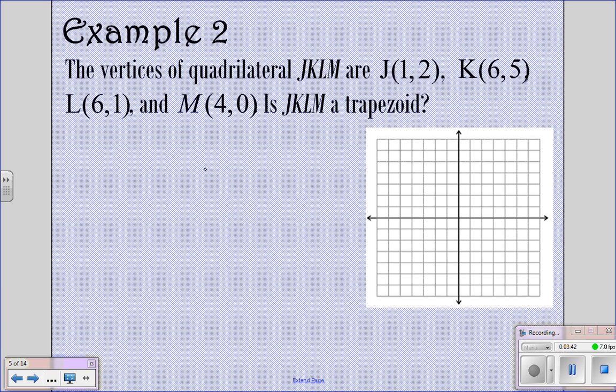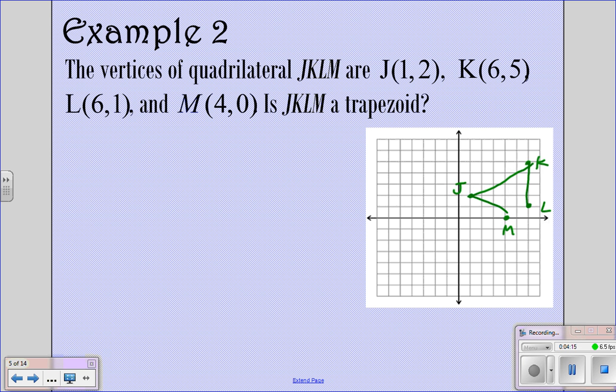Looking at the next example, the vertices are given. Is it a trapezoid? So the first thing you're going to do is to graph the vertices. So we're going to go over 1 and up 2. And we're going to go over 6 and up 5. We're going to go over 6 and up 1. And we're going to go over 4. And so this is going to be our quadrilateral.